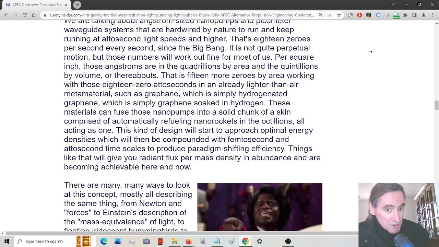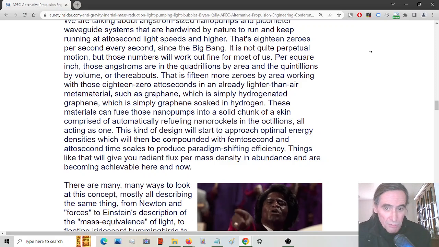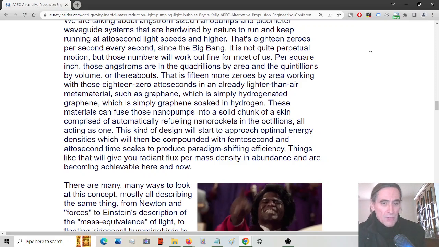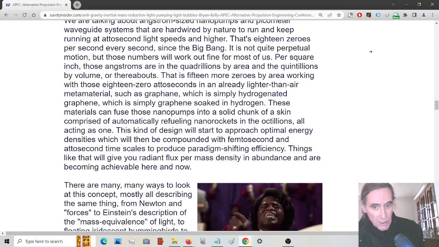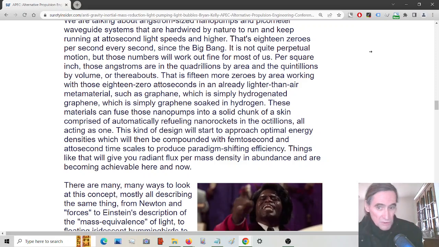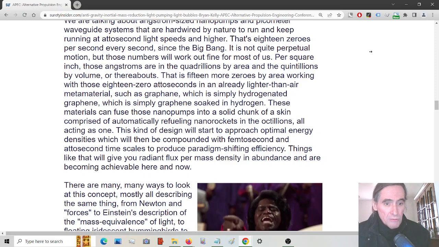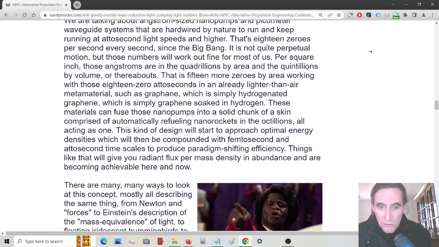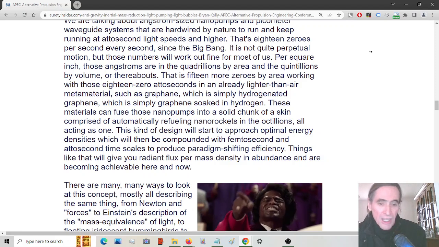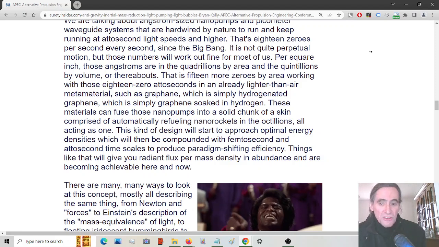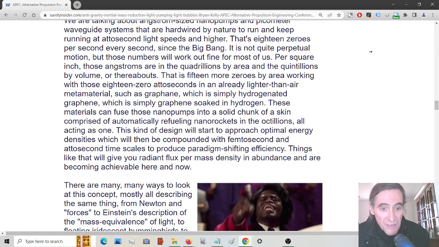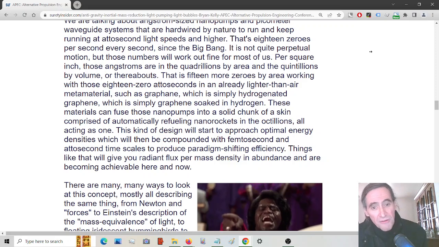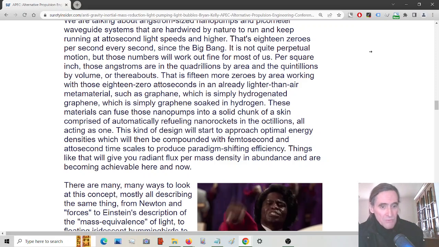Per square inch, those angstroms are in the quadrillions by area and the quintillions by volume, or thereabouts. That is 15 more zeros by area working with those 18 zero attoseconds in an already lighter-than-air metamaterial, such as graphene, which is simply hydrogenated graphene, which is simply graphene soaked in hydrogen.